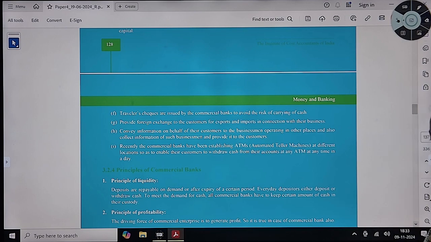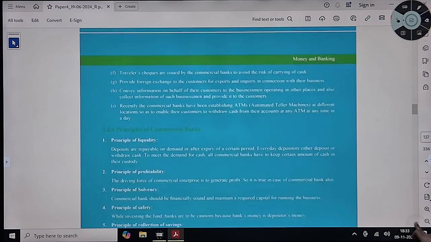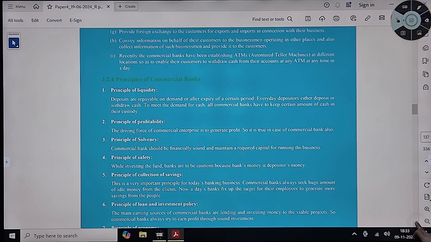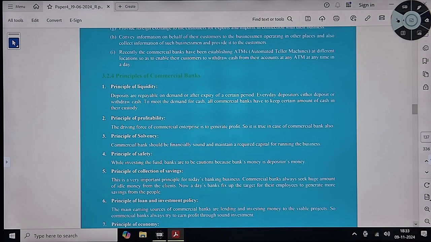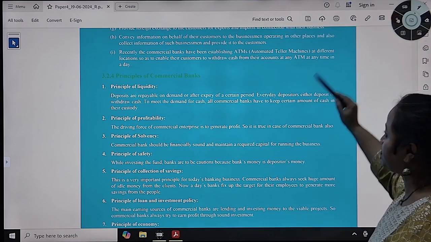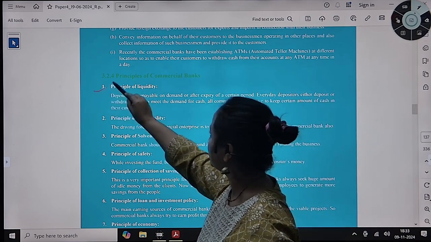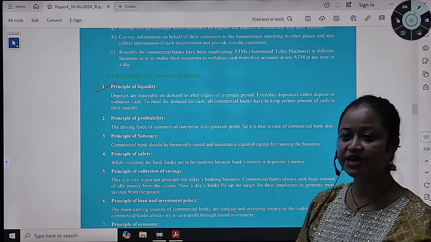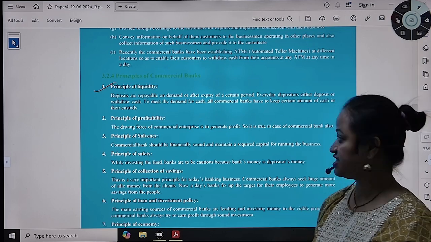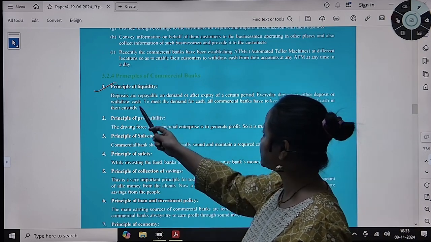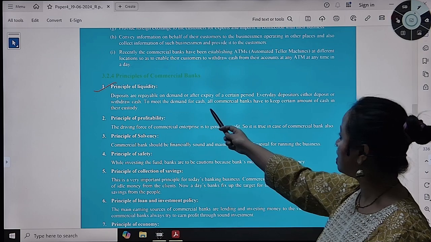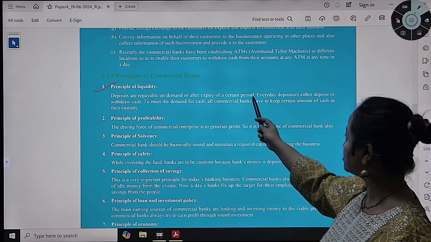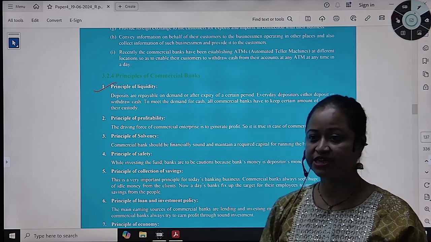Right? Now we'll see the principles of commercial bank. ठीक है? So principle क्या क्या है commercial bank का? आपका पहला वाला जो principle है, that is principle of liquidity. Liquidity मतलब क्या? कुछ भी हो पैसा में convert होना चाहिए, है कि नहीं? Liquidity. अभी क्या बोल रहा है कि deposits are repayable on demand or after expiry of a certain period. उसका मतलब क्या है?